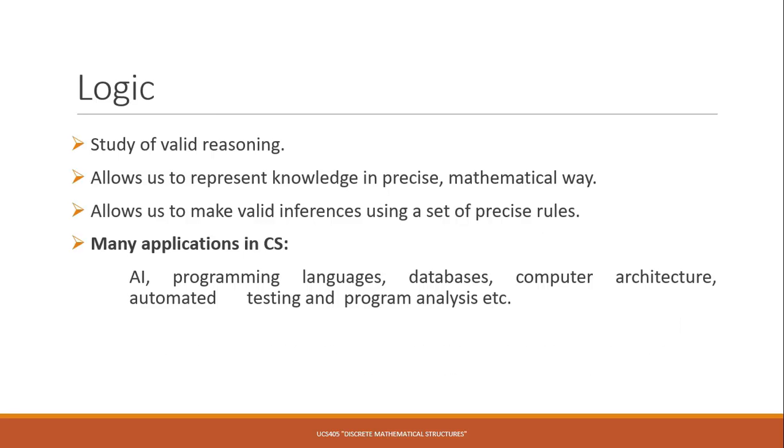So first, what is logic? We all know that logic is the study of valid reasoning. It allows us to represent knowledge in a precise and mathematical way. It also allows us to make valid inferences using a set of precise rules. We use logic in almost every application of computer science, like artificial intelligence, programming languages, database, computer architecture, software testing, and so on. Many applications of logic are there.